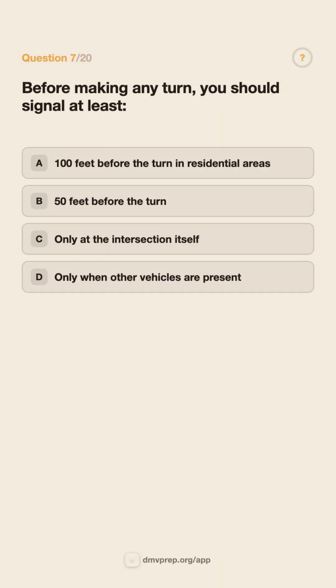Question 7. Before making any turn, you should signal at least: A. 100 feet before the turn in residential areas. B. 50 feet before the turn. C. Only at the intersection itself. D. Only when other vehicles are present.